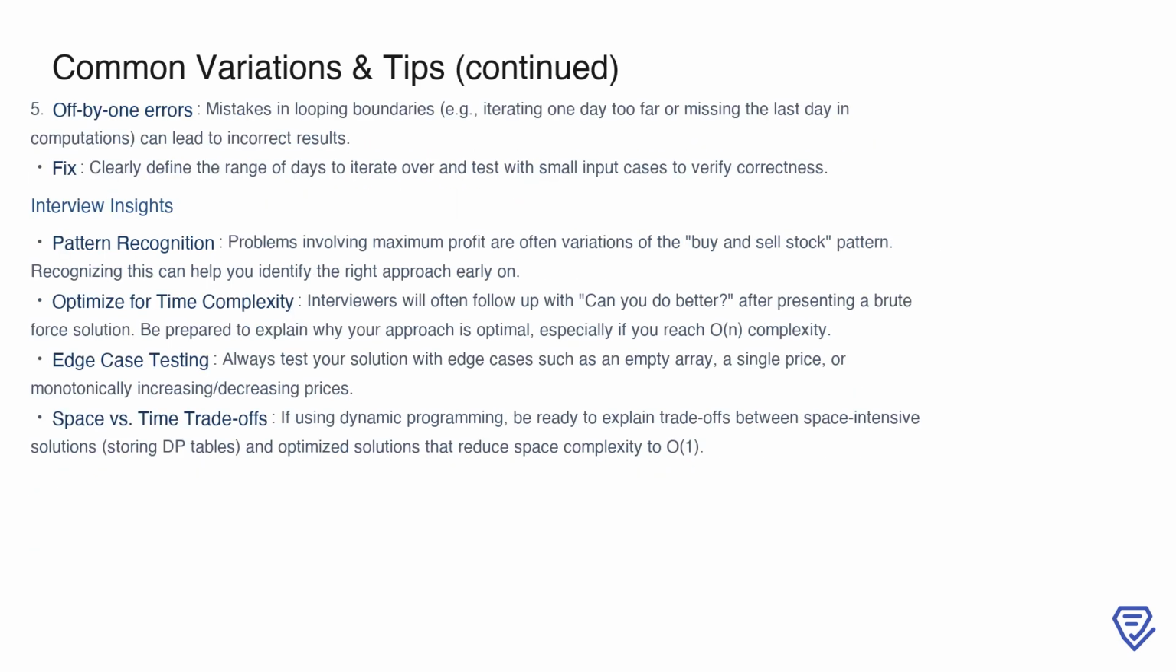Another common issue is off-by-one errors, which can occur when defining loop boundaries. For example, you might iterate one day too far or miss the last day entirely, leading to inaccurate results. To avoid this, clearly define the range of days you intend to work with and test your solution on small, manageable input cases to confirm correctness.